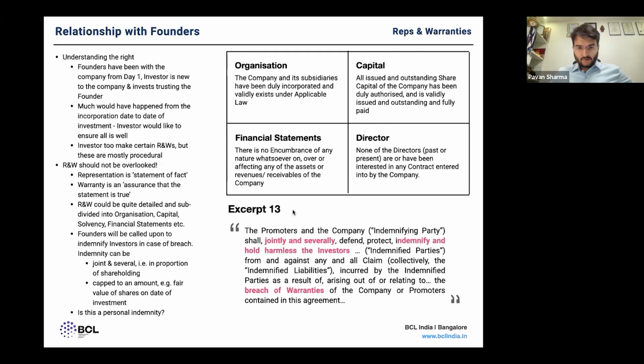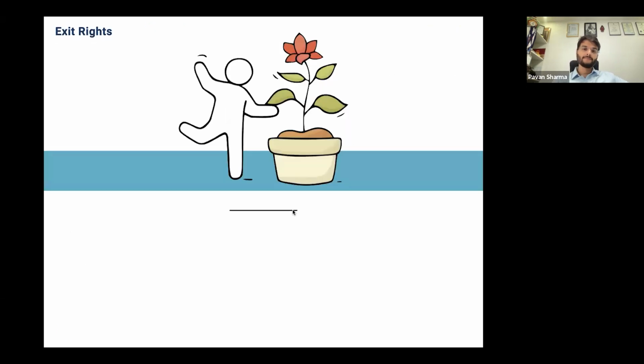Also, the document uses the word jointly and severally, which means that each of the founders would be responsible, and they are individually responsible to the investor. A limitation of liability will not be applicable in case of any fraudulent claim or any incorrect claim made by the company.